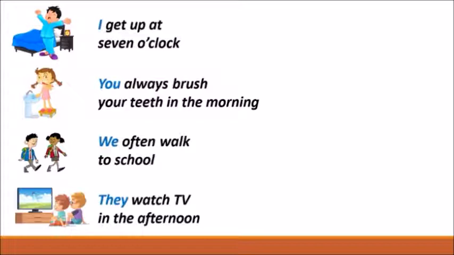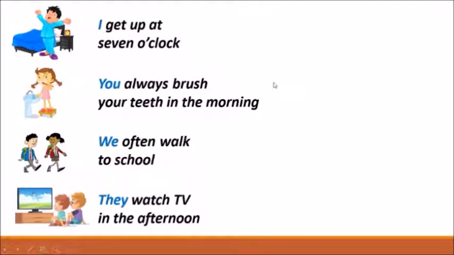Okay, and pay attention to the subjects of these sentences. Presten atención a los sujetos de estas oraciones. We have I, you, we, and they. Entonces, nuestro verbo, si se fijan, se mantiene igual, no le agregamos una S. We have get up, brush, walk, and watch. Y como tenemos estos sujetos, al verbo lo dejamos igual sin agregarle ni S ni ES.